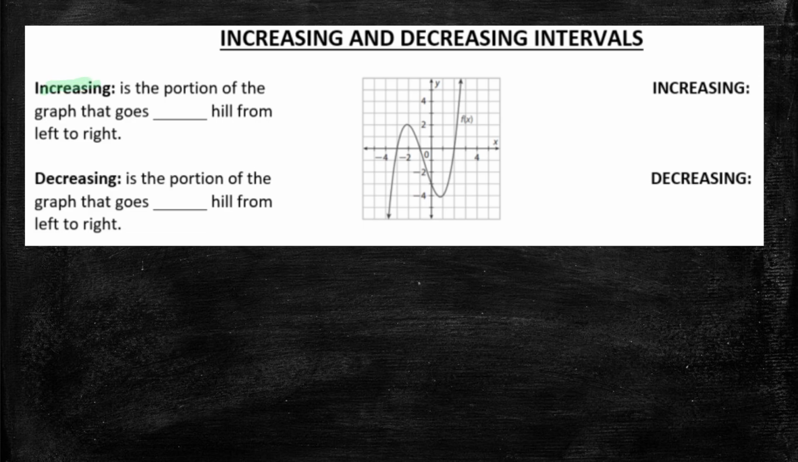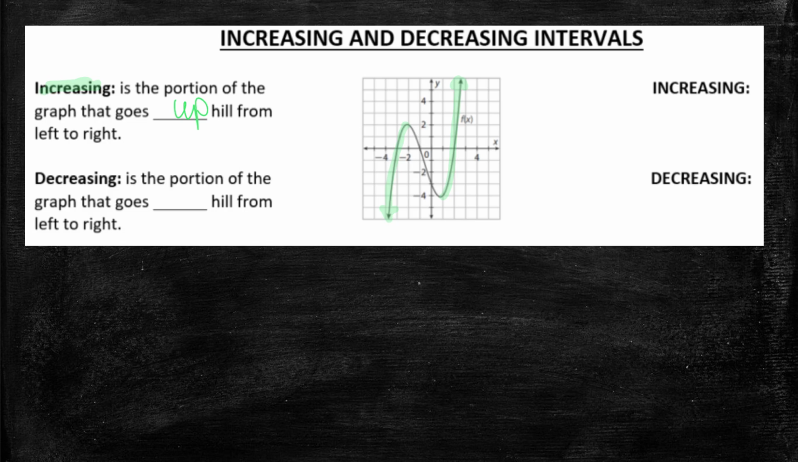Increasing is the portion of the graph that goes uphill from left to right. So pretend like you're walking along this graph from the left side to the right side. So you would be increasing here, then you would be also increasing here. Okay, so we've got both of those intervals. So let's go ahead and write those.